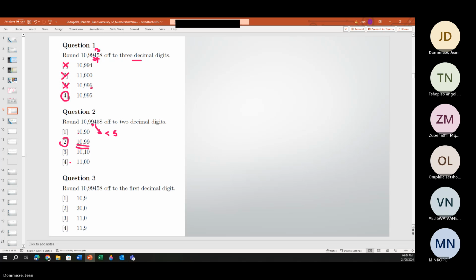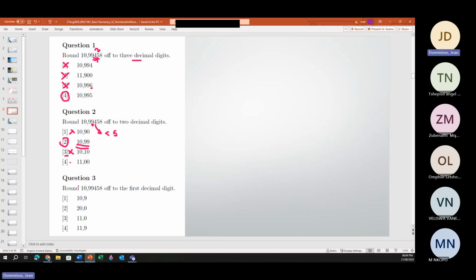Again, 10,9 is not close to one of the answers, and 10,10 is just totally wrong, like the 11.9 that they included here. And the fourth option would have been if it was 10,995, it would have rounded up to 11.